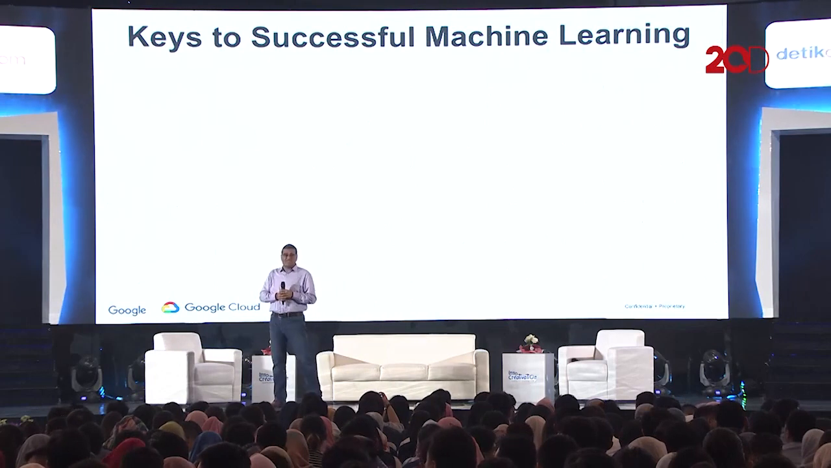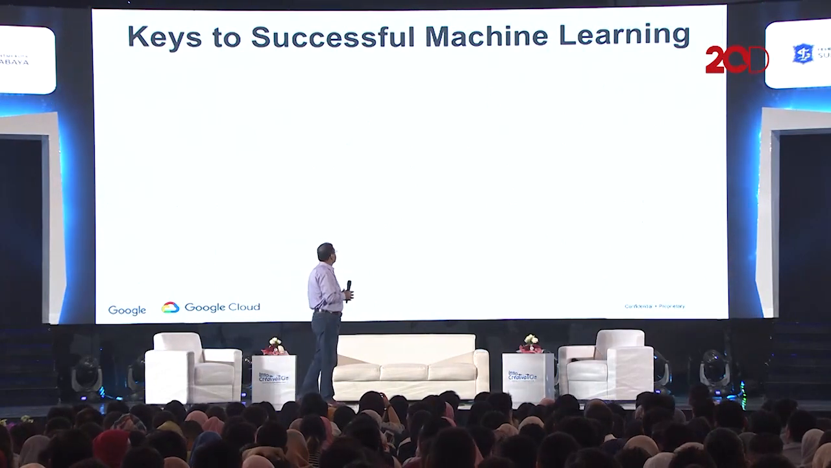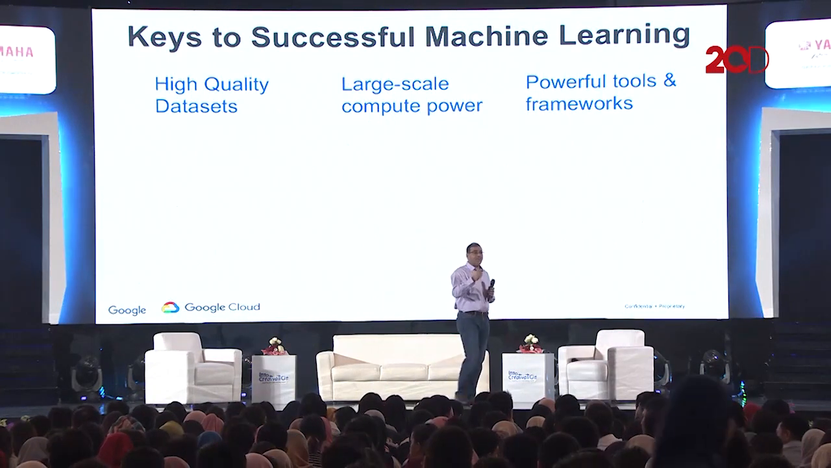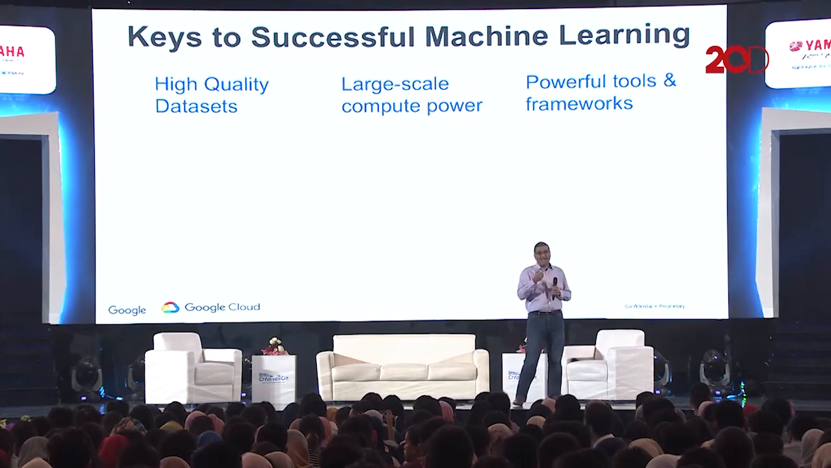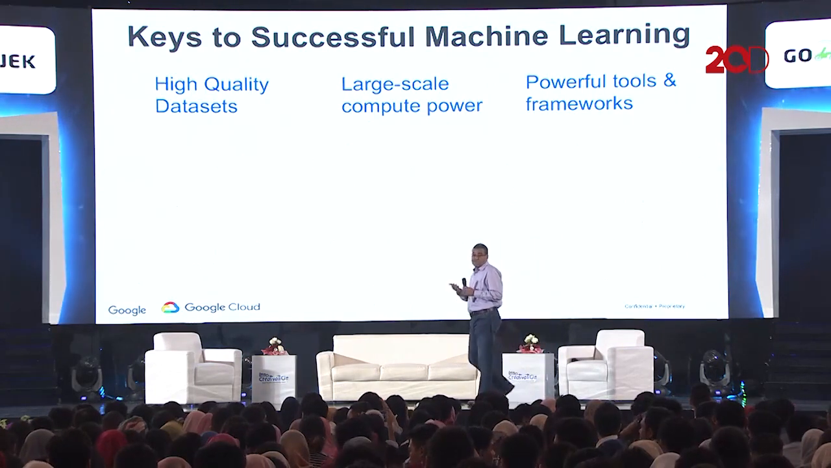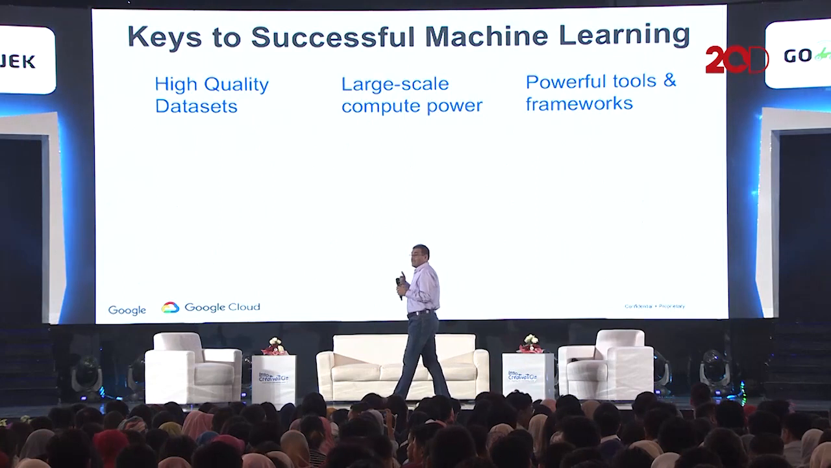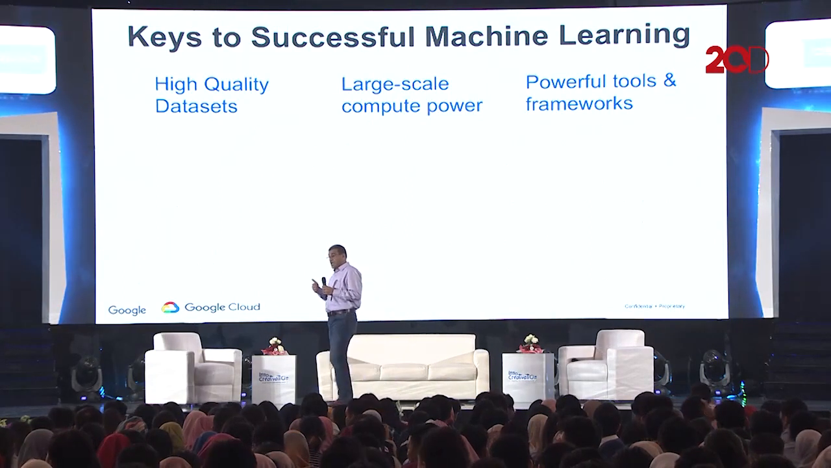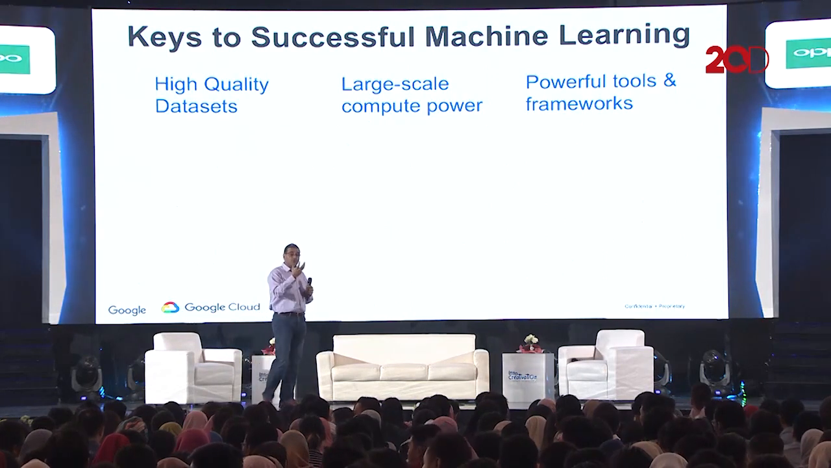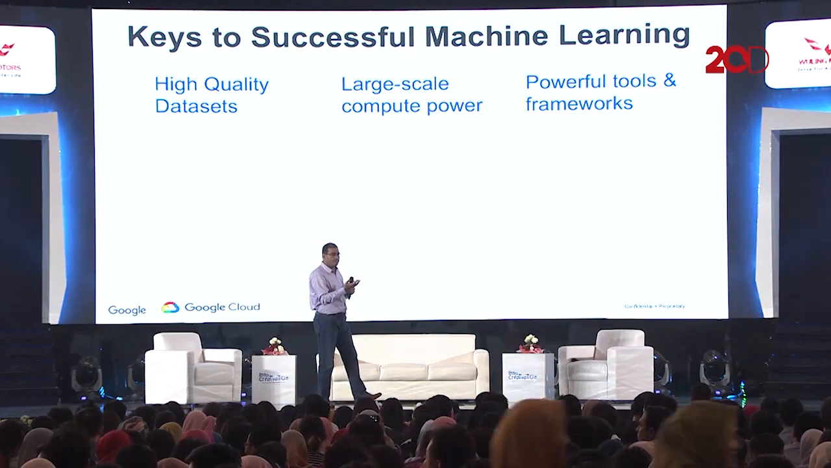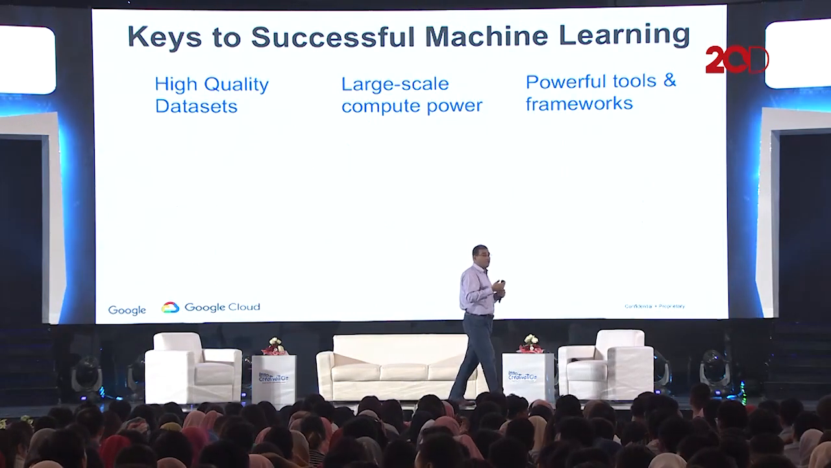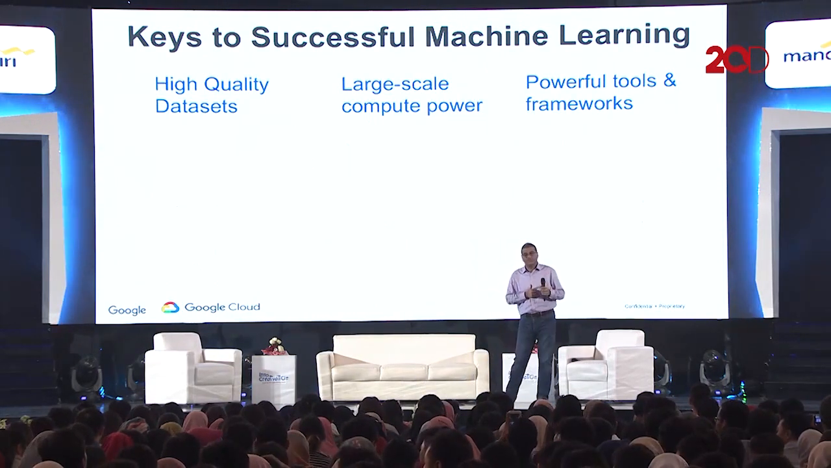So what are the keys to successful machine learning? The most important is having large data sets. Having large data sets makes it possible for the machine to learn about something. Once you have the data sets, you need power, compute power, to be able to train your model. And once you have the power, you need the framework to be able to deploy the model.